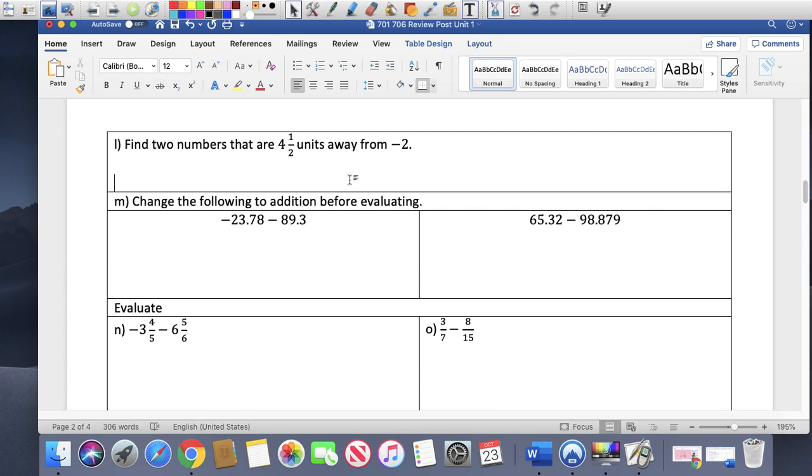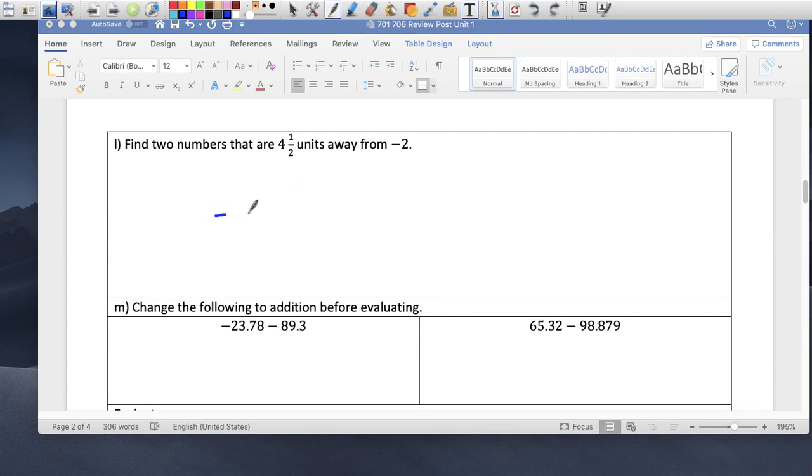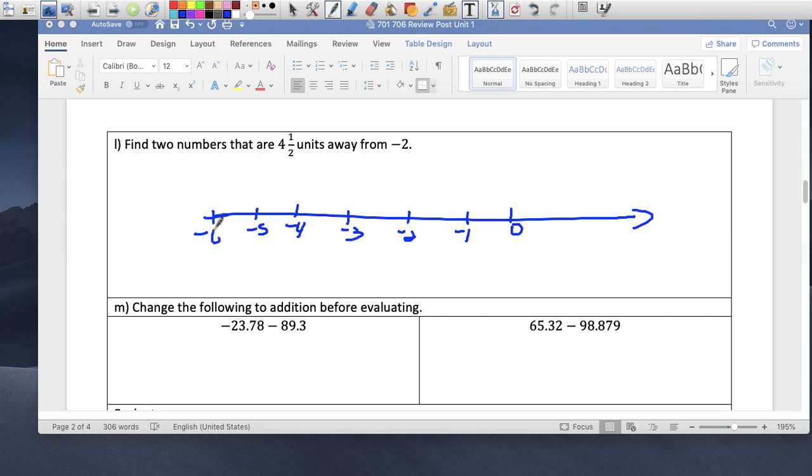Find two numbers that are 4.5 units from negative 2. So the best way to do this is draw a number line. So here's 0, negative 1, negative 2, negative 3, negative 4, negative 5. I'm going to need a few of these numbers, negative 6. Over here, I'm going to write 1 and 2. So we're at negative 2. What numbers are 4.5 units from that? Well, let's go to the right first. 1, 2, 3, 4, and 4.5.